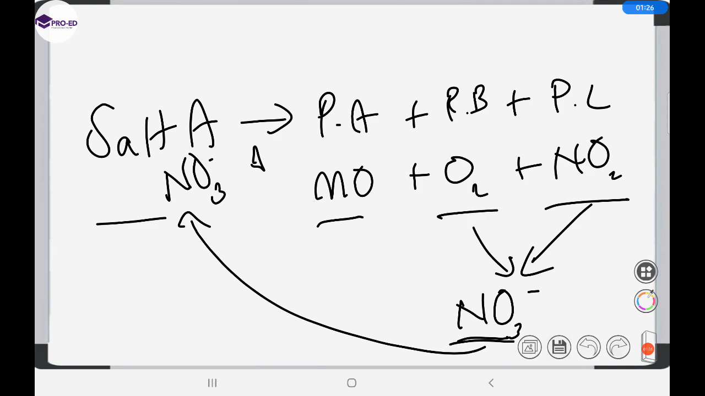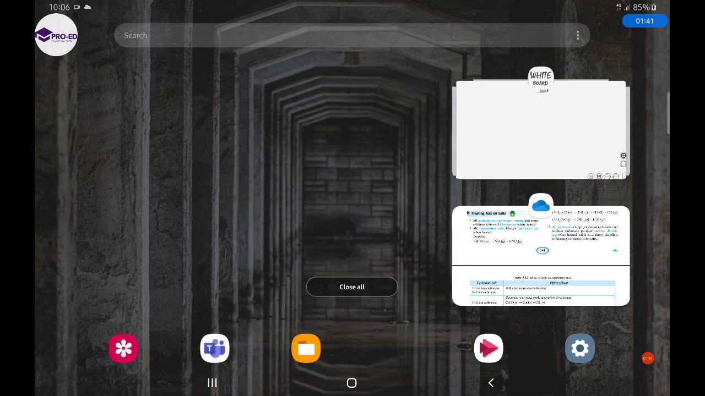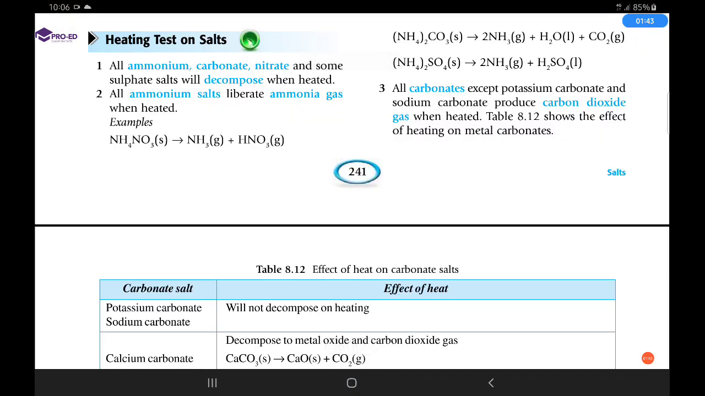Okay, so basically that's what we're going to do. We are going to see what the different products released are, and from that we're going to deduce what type of salt we are actually dealing with. Okay, all right, let's continue. So I'm going to read through this with you all.